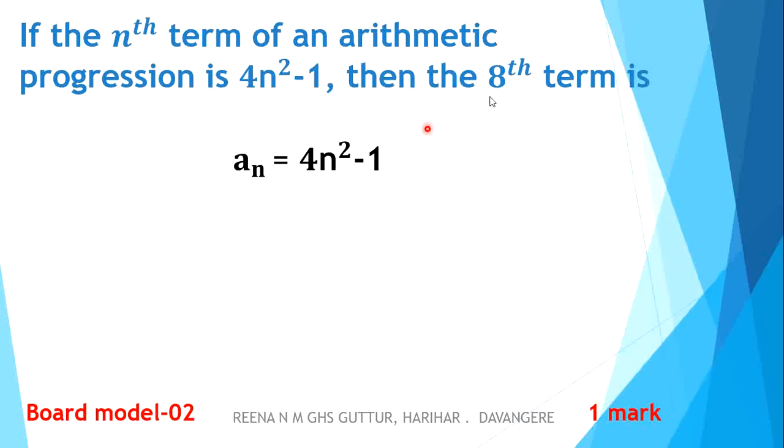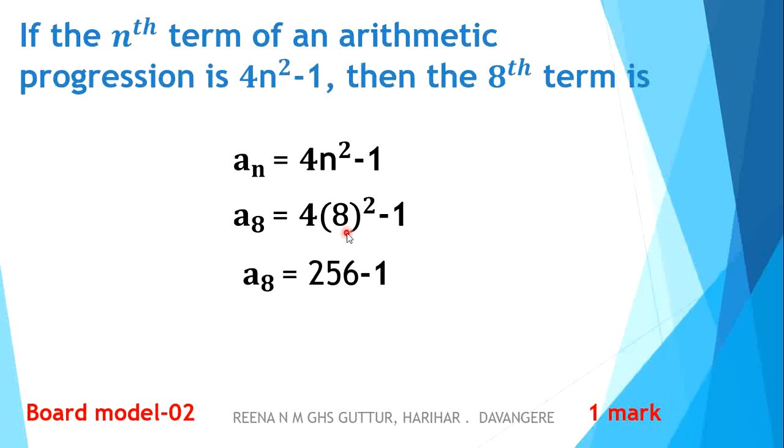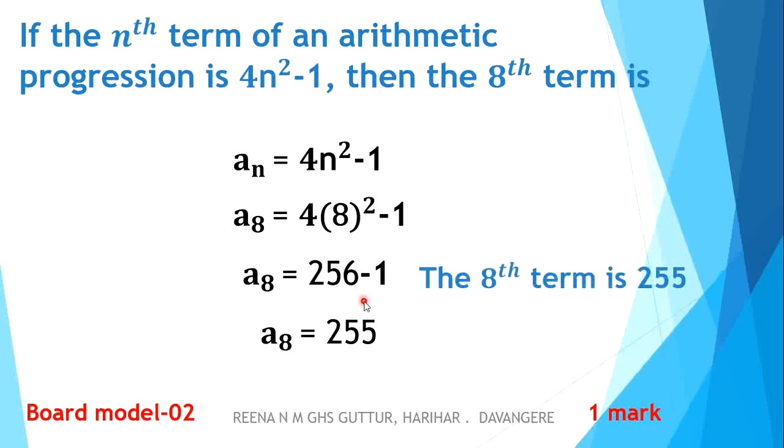What should we find out? The 8th term. So substitute 8 in place of n. So we get a8 is equal to 4 into 8 square, that is n square here they have given. So you have to write 8 square minus 1. On simplification, 8 8s are 64, 64 4s are 256. So 256 minus 1, we get 255, and the 8th term of the AP is 255.